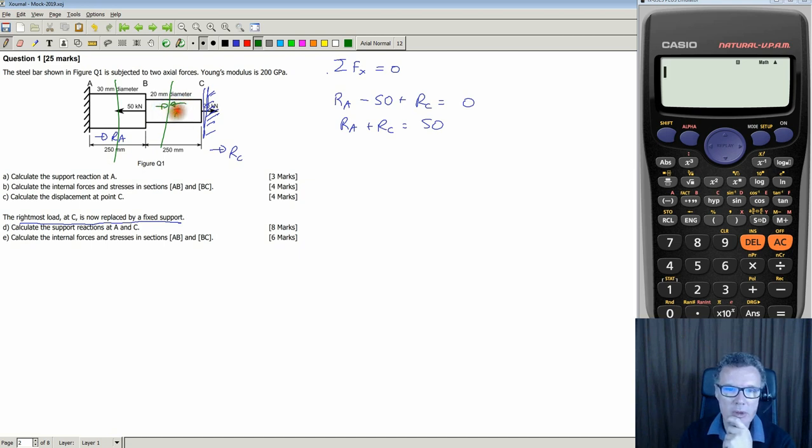So this one here would be FBC. We're only looking at the forces in that grayed out section there when we sum the forces. So that's going to give me minus F, stick in blue, minus FBC plus RC equals 0. So FBC equals RC.